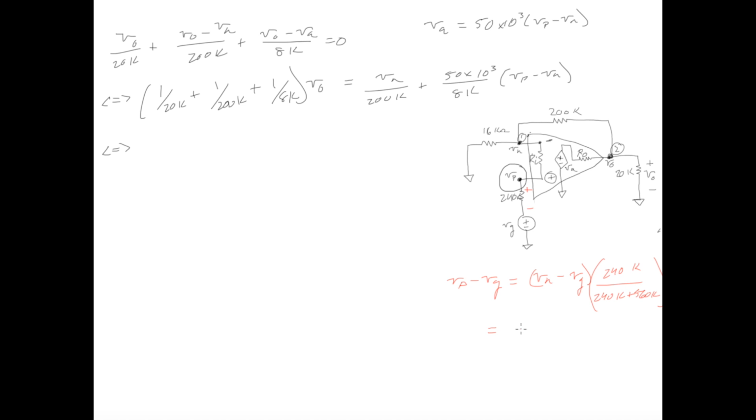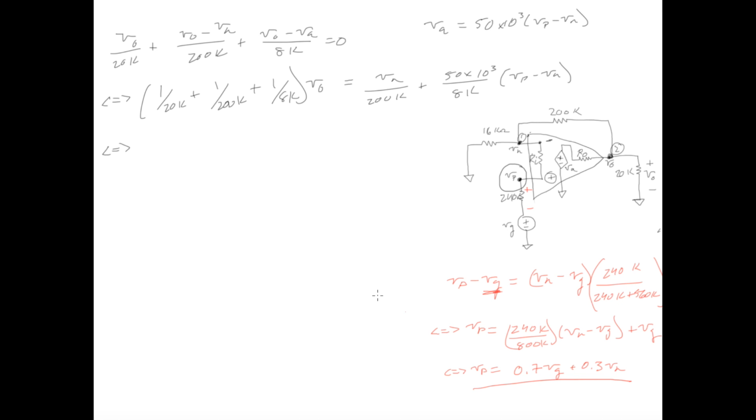So that's just going to be 240K over 800K times Vn minus Vg. And we'll just say that we'll move this Vg over to the other side, so we'll say that Vp is equal to all of this plus Vg. And if you were to simplify this, really simple algebra, you would find that Vp is just equal to 0.7 Vg plus 0.3 Vn. And this is the equation we have for Vp.